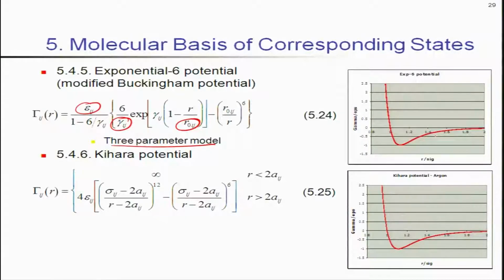The exponential 6 model has 3 parameters, and hence many molecules such as alkanes are very well fitted with exponential 6 models. On the other hand, if the molecule is non-spherical, then it becomes a problem using this kind of potential model, and the Kihara potential turns out to be one of the good models for that. It has epsilon, sigma, and A as parameters, so again it has 3 parameters. This is a potential model for argon. Again, it may look similar to exponential 6 or the Lennard-Jones model.